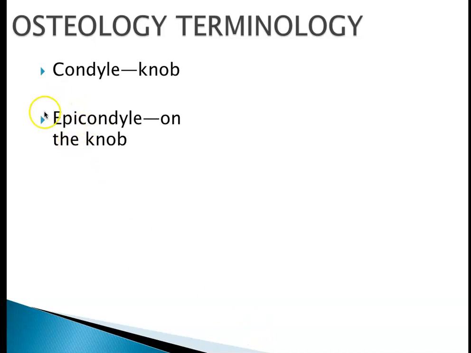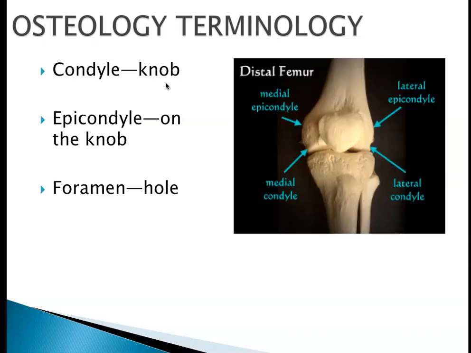Epi means upon or on, and since we just learned condyle means knob, it just means on the knob. And then we're going to talk about the word foramen, which means hole. If we are going to use this term for multiple holes, then it would be foramina. So let's see some examples.